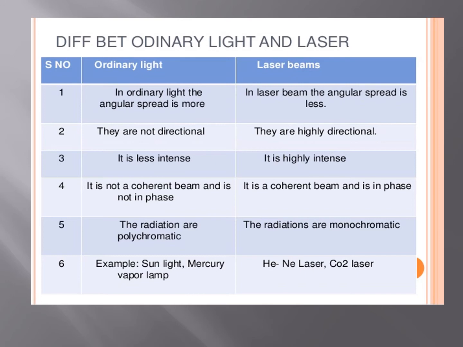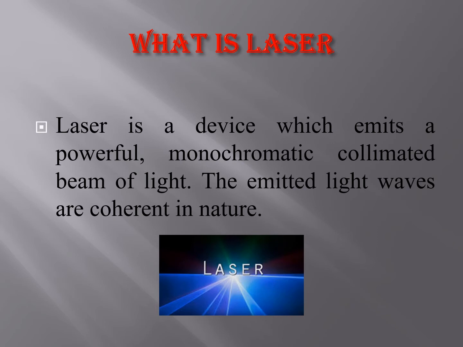Ordinary light is not a coherent beam and it is not in phase, whereas the laser beam is a coherent beam and is in phase. Ordinary light is polychromatic, whereas laser beams are monochromatic. Examples of ordinary light are sunlight and mercury vapor lamp. Laser beam examples are helium neon laser and carbon dioxide laser. Now, coming back to laser, it is a device which emits a powerful monochromatic collimated beam of light. The emitted light waves are coherent in nature.